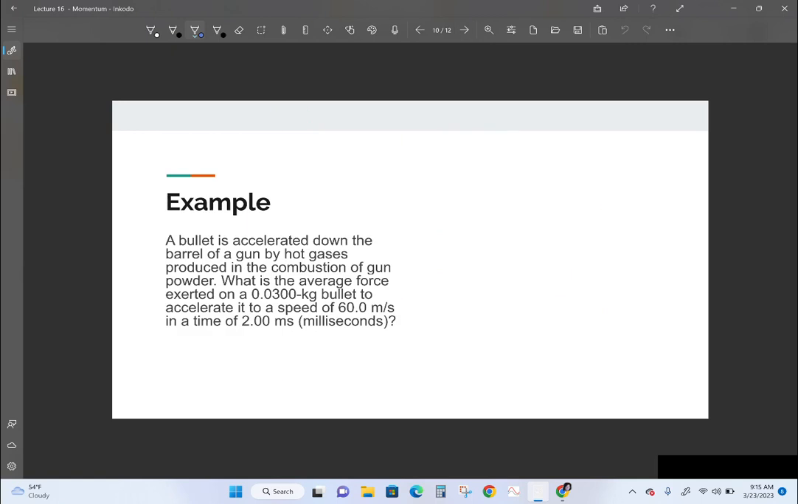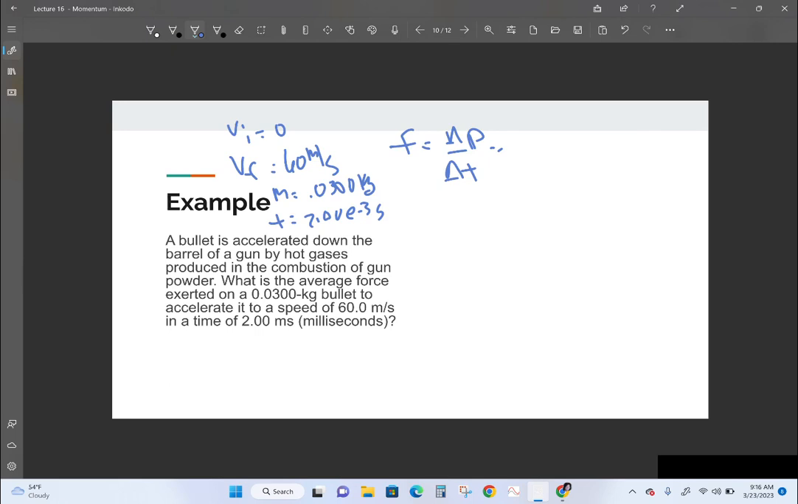All right, let's take a bullet problem. What is the average force exerted on a bullet that's accelerated to a speed of 60 meters per second in 2 milliseconds? Well, force is change of momentum all over change in time. It started at 0 and it left at 60 meters per second. The mass is 0.03 and the time is 2.00e to the negative 3 seconds because it's milli. So I'm just going to plug this in now. The mass is 0.03 kilograms times the final, which is 60 meters per second, minus the initial, which is just going to be 0, all over 2 milliseconds, 0.002 seconds.